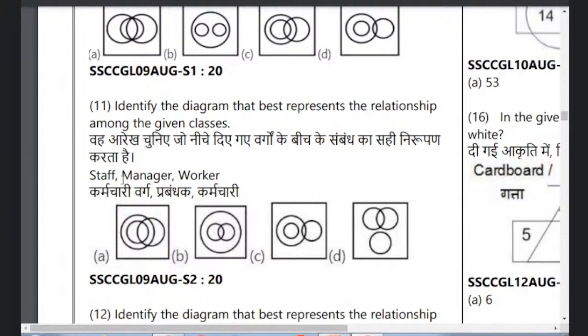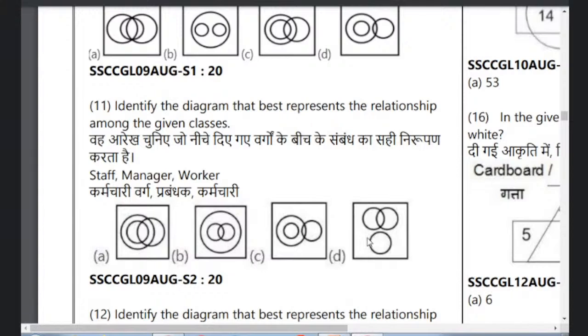The relation between staff, manager and worker: option B is the correct one, because manager and worker are all staff. So the outer circle is staff. Some managers have a chance to be workers, not all managers.